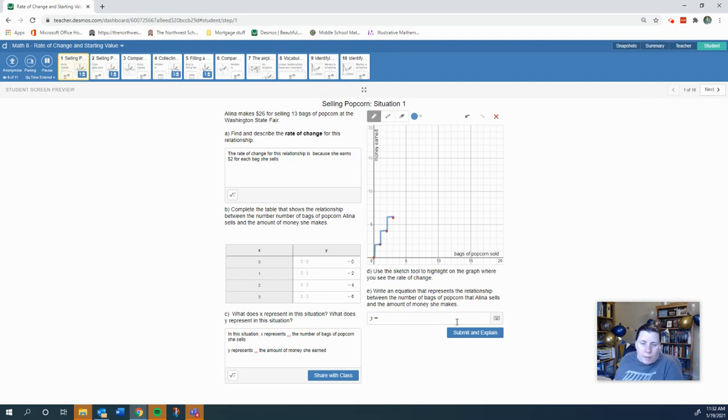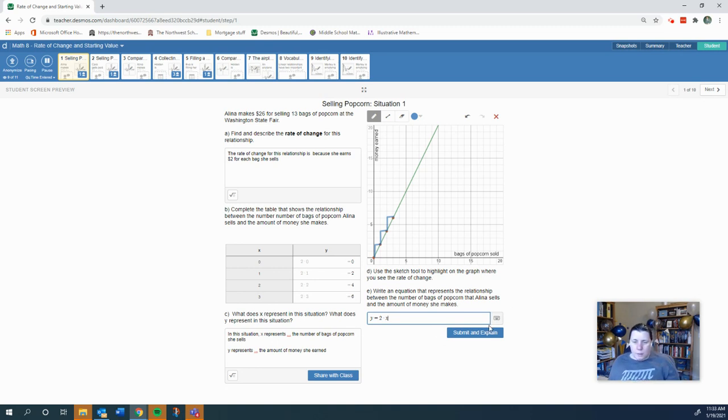And then part E, write an equation that represents the relationship between the number of bags of popcorn and the amount of money that she sells. Y equals $2 for each bag of popcorn times X. You could also write that as Y equals 2X. You don't need the multiplication symbol in there. But there you go. And you can tell here 2 times 0, 2 times 1, 2 times 2, 2 times 3, 2 times whatever the X number is, that's going to be the Y number.